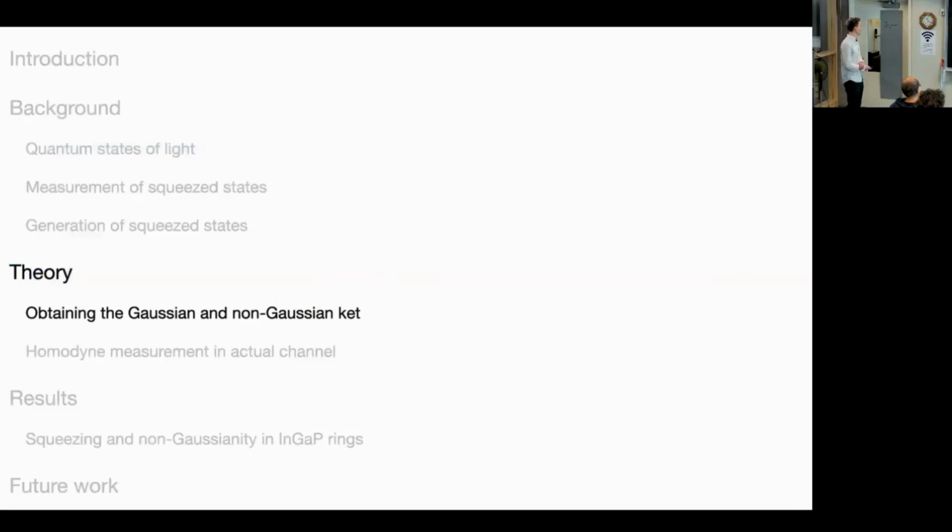Okay, so now I'll move on to the theory side of things. And this theory is involved in obtaining the solution to the Schrodinger equation for these systems.